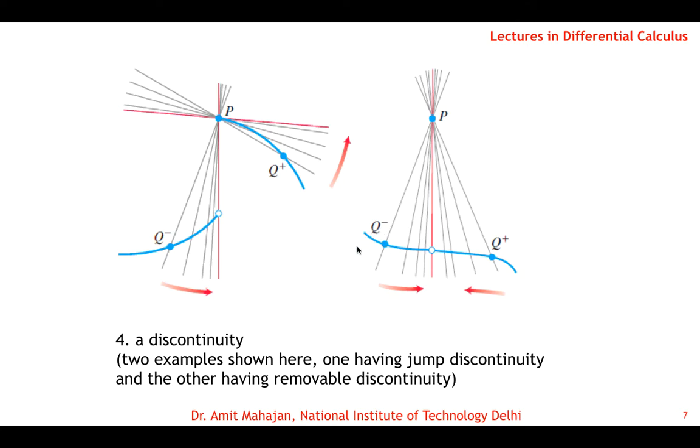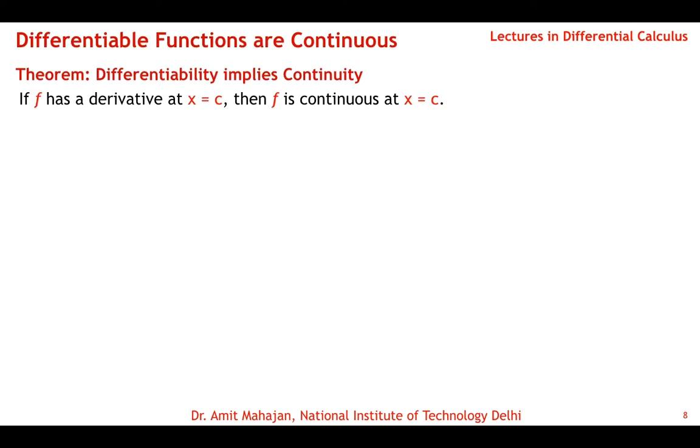So in all these cases where you have jump discontinuity, or we have removable discontinuity, okay, the derivative does not exist, okay. So that means if a function is not continuous at a point, then the derivative at that point does not exist, okay. But if the derivative at a point exists, then at that point the function must be continuous, okay. So we'll prove this important result of differentiable functions are continuous, okay. So differentiability implies continuity for a function of one variable, okay.